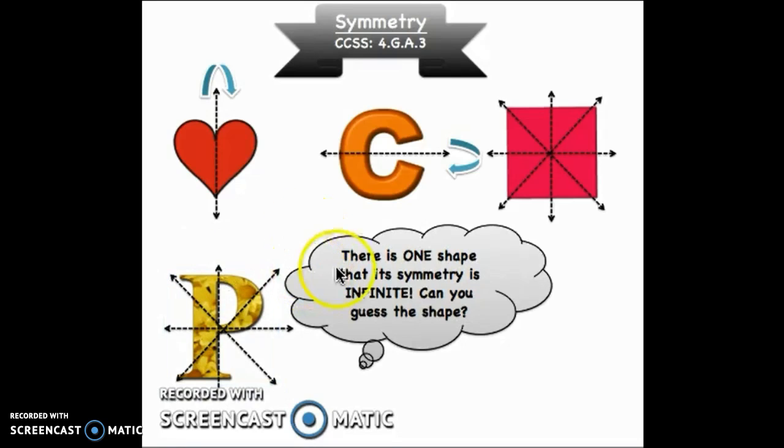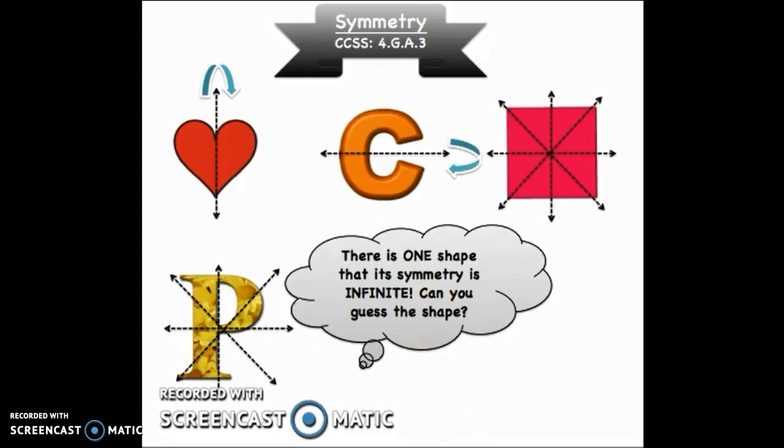Before we get to our conclusion, there is one shape whose symmetry is infinite, which means it has infinite lines of symmetry. Can you guess what the shape is? So right now is a good opportunity to pause the video, turn and talk with your classmates, and see if you can figure out what this shape is.